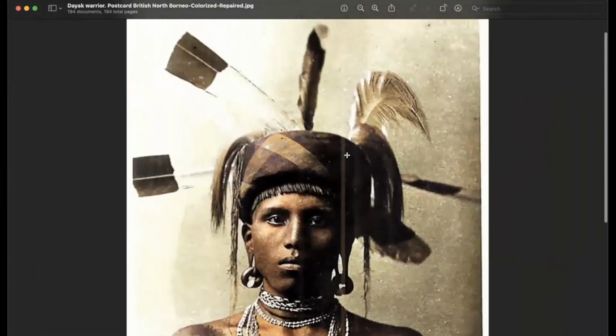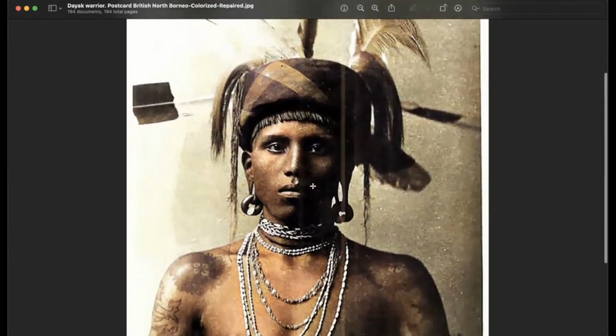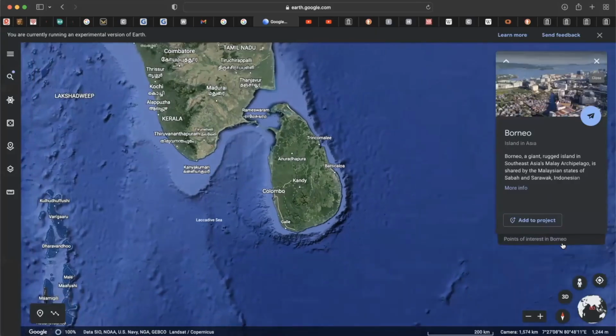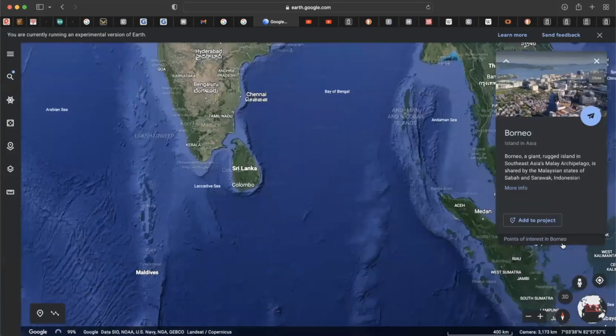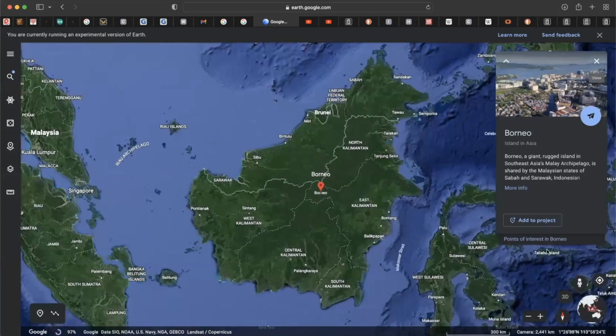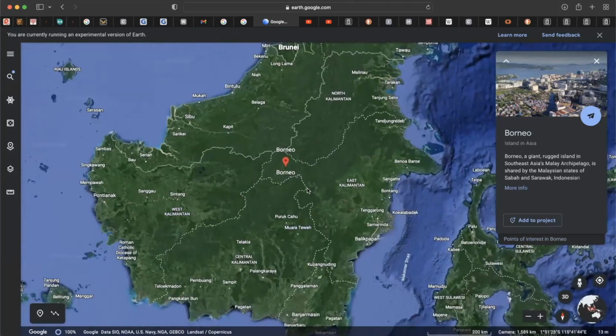Right here we have a Dayak warrior. This is a postcard, British North Borneo. All right, the island of Borneo. So it's going to bring us over to Borneo right now. Where is Borneo? Not too far, it's right here. This big island, it's a pretty big island. You see all the towns and everything. Can you imagine all the tribal people just on this island alone?